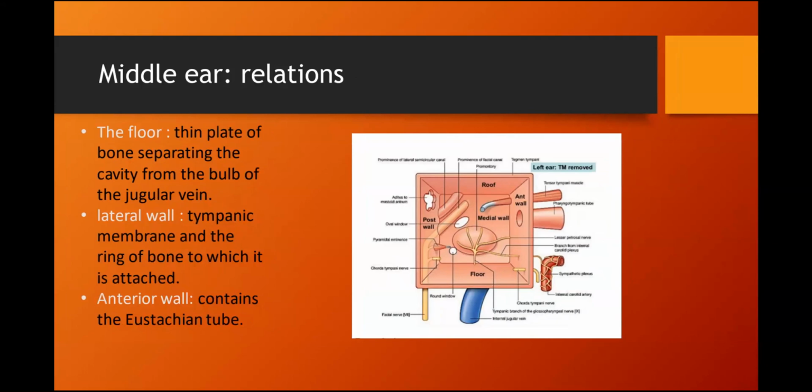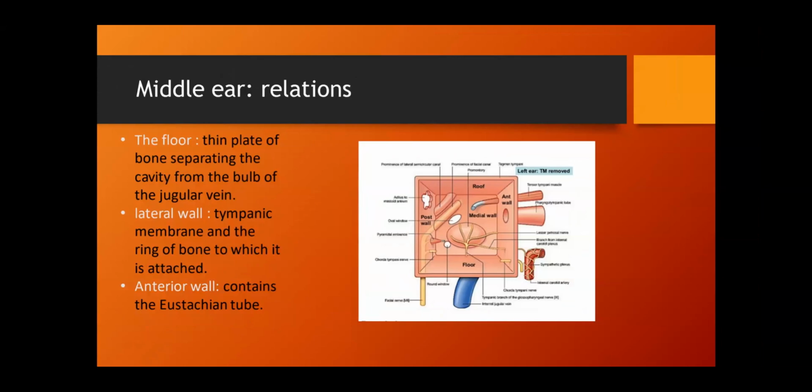The middle ear cavity, as we said, is a box-like cavity. Its floor separates the cavity from the bulb of the jugular vein. The lateral wall is the tympanic membrane, which is not visible in this picture, and the anterior wall opens to the Eustachian tube.